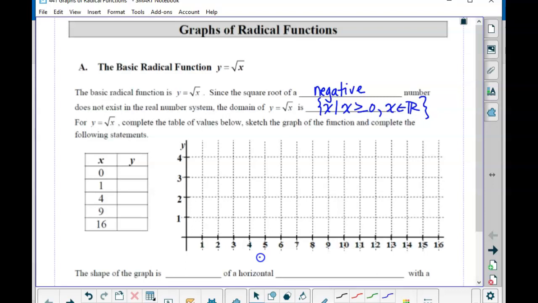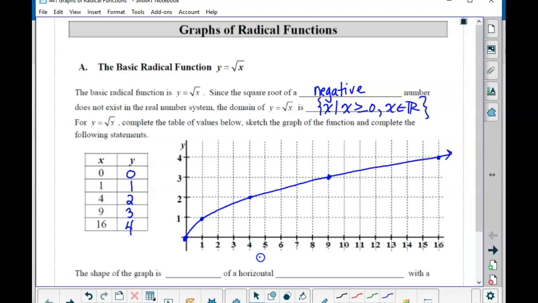For y equals root x, complete the table of values, sketch the graph, and complete the following statements. So, put 0 in for x, square root of 0 is 0, square root of 1 is 1, square root of 4 is 2, square root of 9 is 3, square root of 16 is 4. Okay, and then plot those. So 0, 0, 1, 1, 4, 2, 9, 3, 16, 4. And it's continuous. You can take the square root of any positive real number.